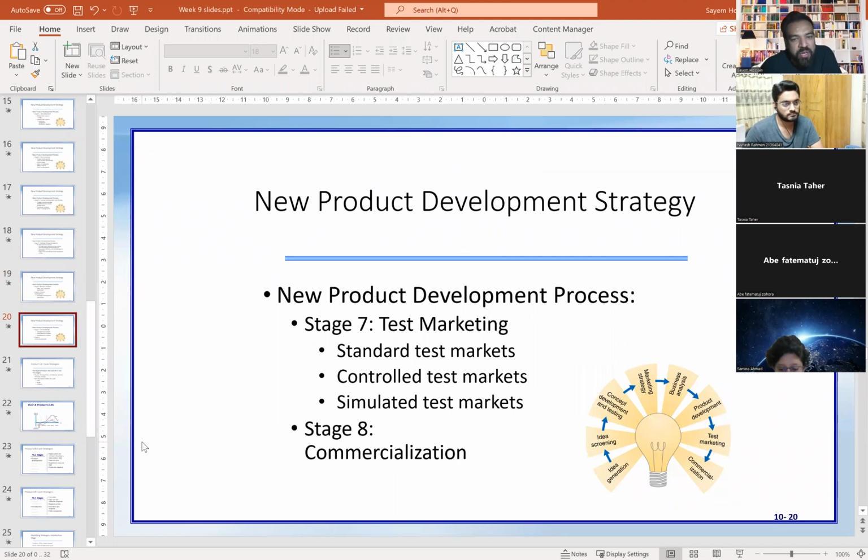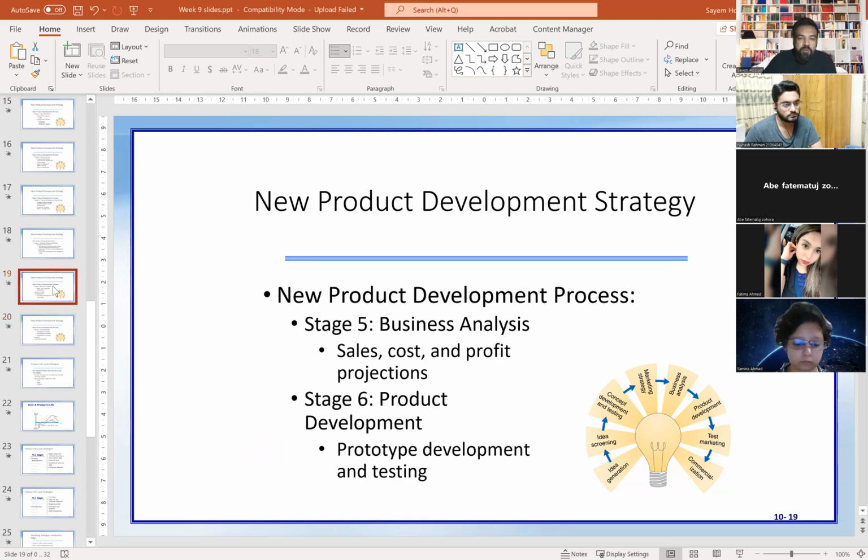Test marketing and commercialization. As we explained before, you need to test the product in the market with the users and see if they think this product is worth taking to the next level. And then commercialization, which is finally you commercialize the product and you think that, well, this product could now be commercialized. But keep in mind that even after commercialization, you may have to go back to stage number 6 again, which is developing the product. You may have to redevelop the product again.